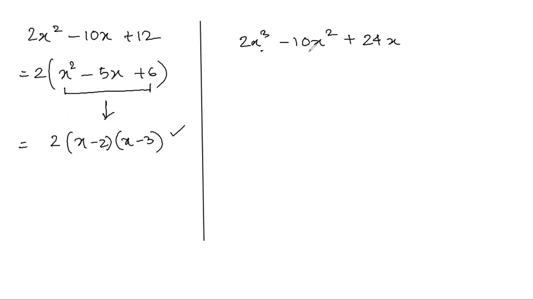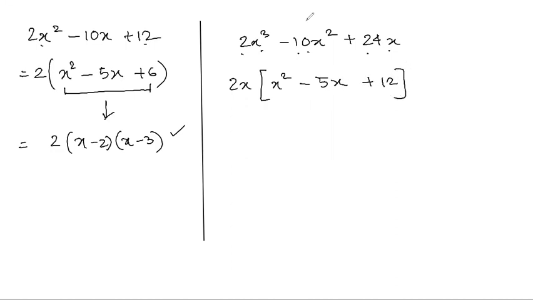So I see x is present everywhere. Last time there was no x in the last term, so I could not have taken x out. Here I can take out x. I can take out 2 also. So I take that out, and straight away I get x squared minus 5x plus 12.